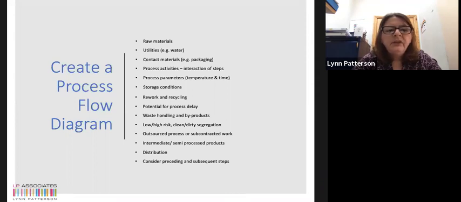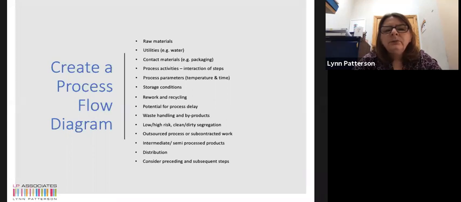We also include any utilities. So if you have water, gas, or steam being used as a raw material, then we would show that coming in as well. Any direct food contact packaging, and we show how each process step interacts with the next step and with previous steps. Okay, so we show how they interact with each other, and we put in process parameters such as time and temperatures and any storage conditions. If there is rework, don't ignore it, show it in your mapping out of your process flow diagram.